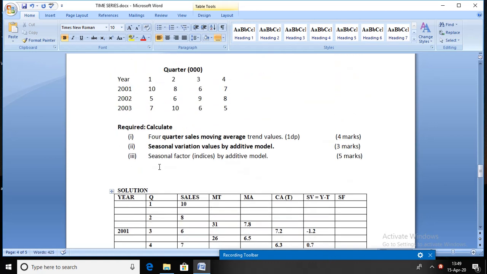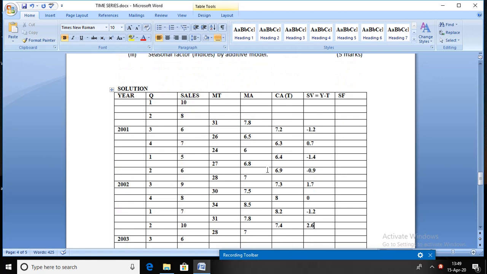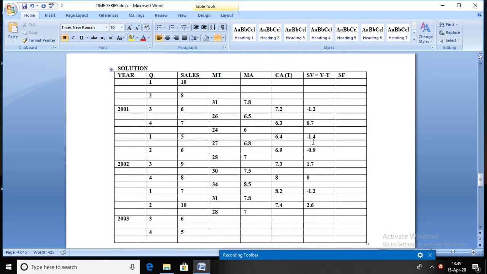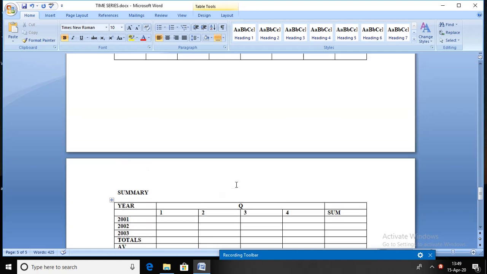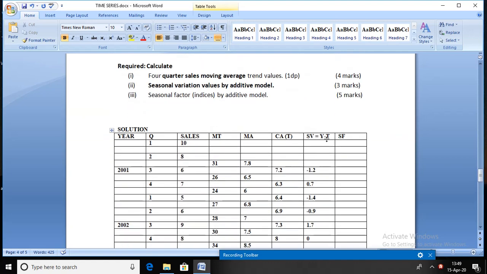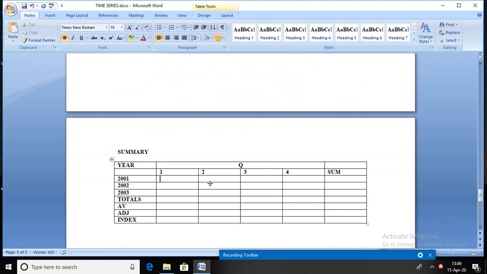But finally, you need to summarize those seasonal values into seasonal index values. So how do you do that? You bring down these values. You just find an average per period. So create a table where you can calculate the seasonal index values. If you notice from our seasonal values, we don't have the seasonal value for quarter 1 and quarter 2. So it starts from quarter 3.